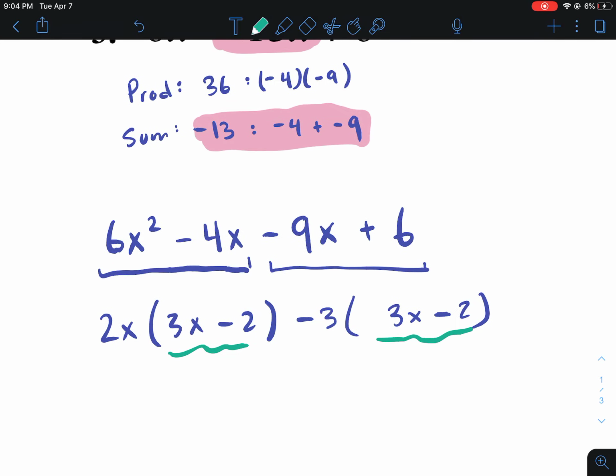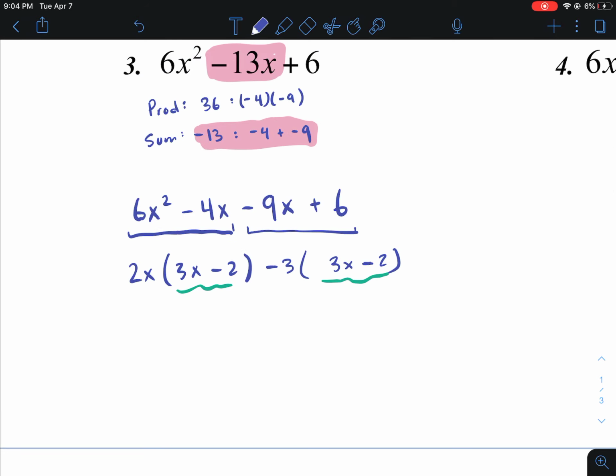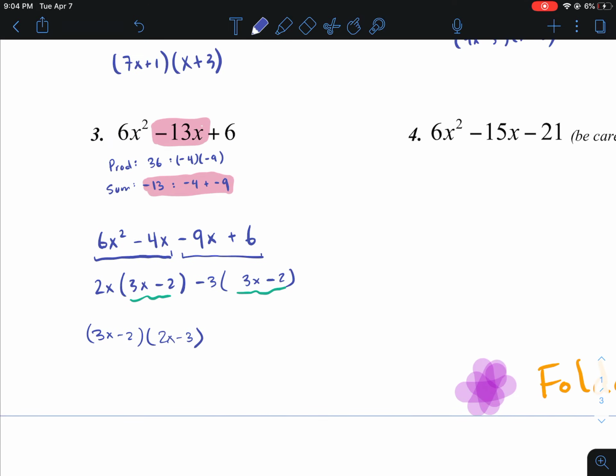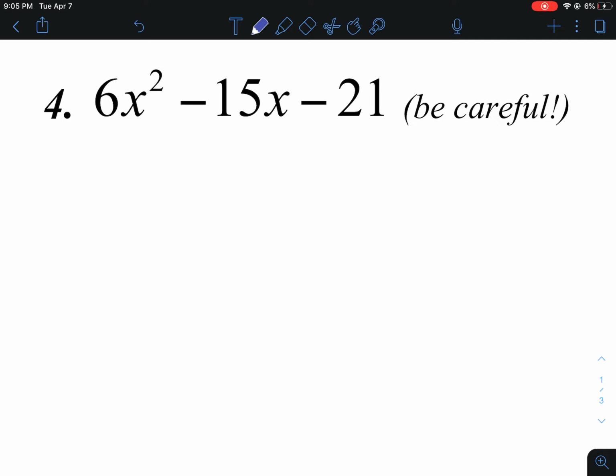Okay, so that's one thing you might run into that you have to be careful for, but it's an easy fix. You just make the GCF negative, and change the signs of each of what's left. So we get 3x minus 2 times 2x minus 3. Okay, so like I said, we're getting rid of the guessing. Now let's look at this one.